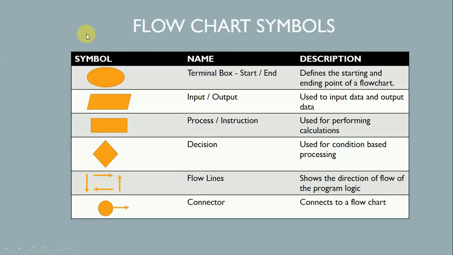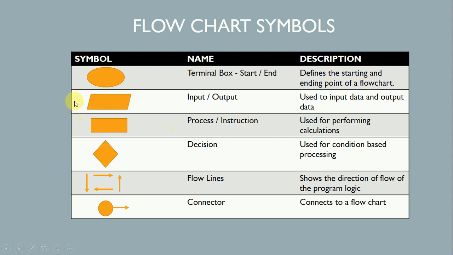So let us learn how to make flowcharts, and for this let us see what symbols there are which represent different things in a flowchart. The very first symbol is an oval. This is called a terminal box and it is used to represent the start and end of a flowchart. So you can see here it defines the starting and ending point of a flowchart.